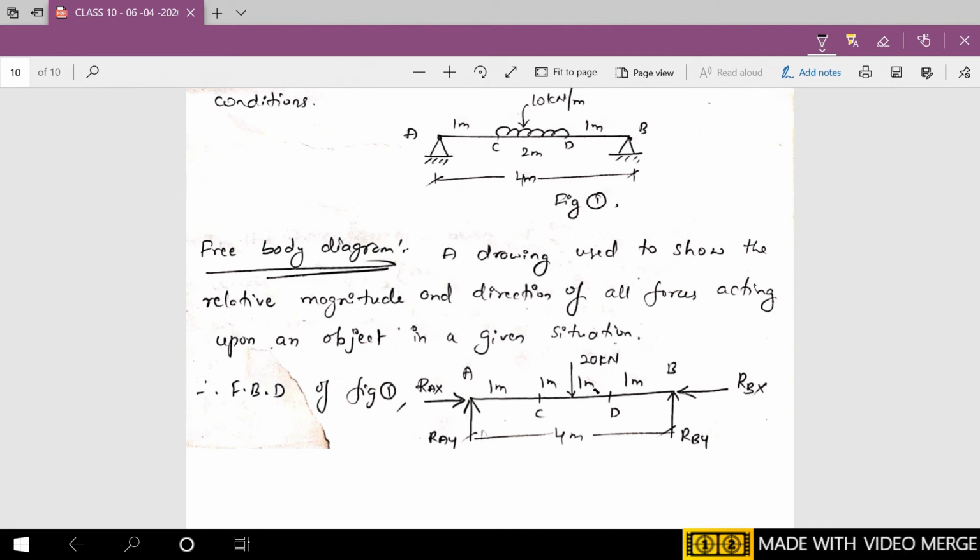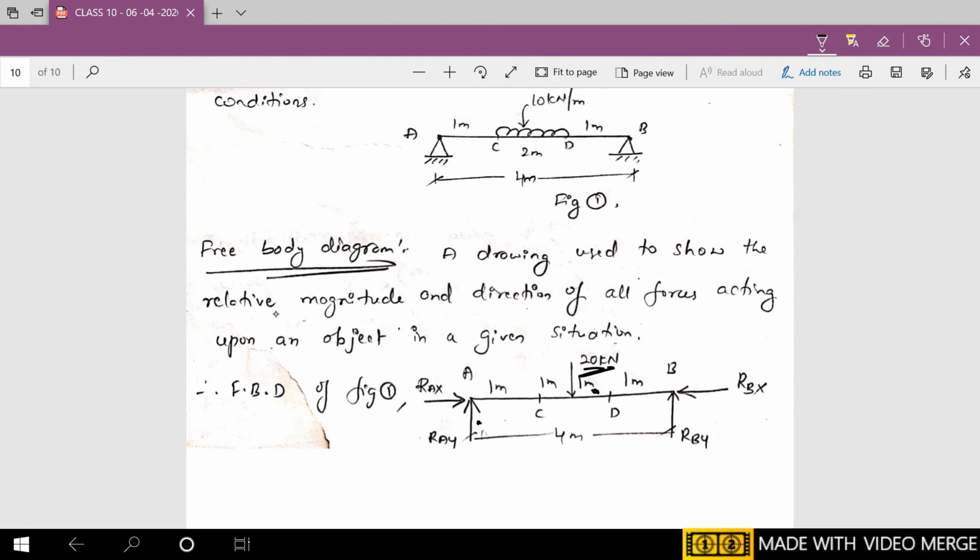Then the intensity is 10 kilonewton per meter into 2 meter. Meter gets cancelled. 10 kilonewton into 2 is nothing but 20. So this UDL is converted as a point load. This support is converted as a reaction. So in this figure you can see that all the reactions and point loads you are writing are in the form of force.